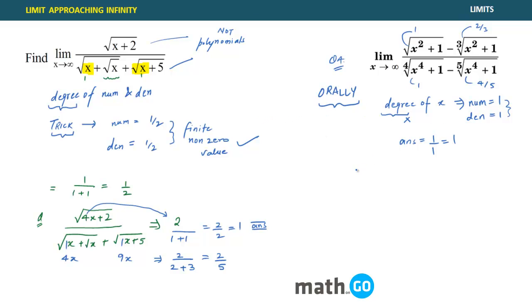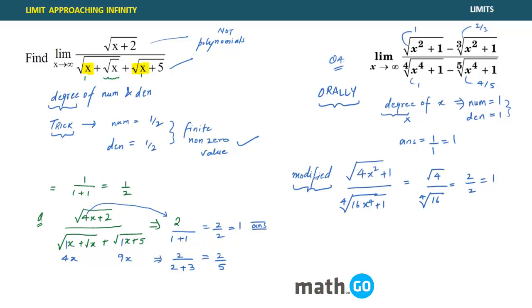And again, if we want to modify this, had it been something of the sort 4x square plus 1 divided by, let's say, the 4th root of 16x^4 plus 1, then what you would have done, the answer would have been root 4 divided by 4th root of 16, which is again 1, because this will also give you 2, this will also give you 2, again the answer would be 1. Alright, so this is the modified one. I hope the question is getting clear to you.